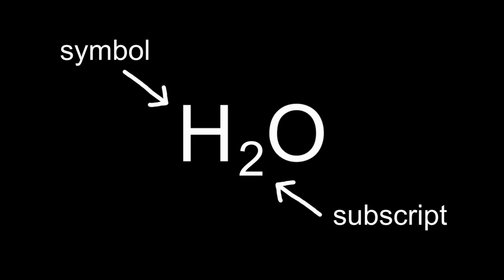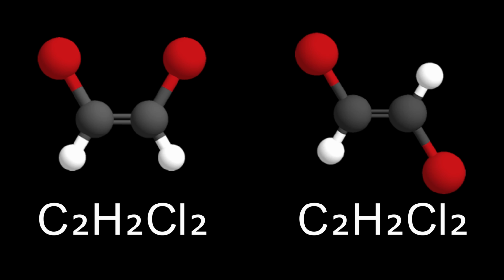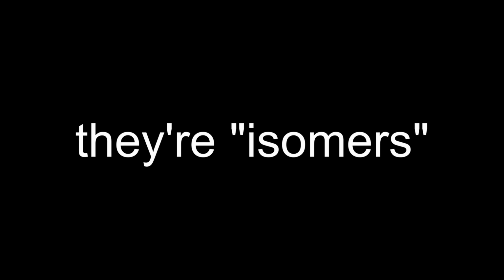There's many ways to write molecules, for example the molecular formula, where you just count the number of each atom in a molecule and write them as a subscript number next to the element symbol. But that has some problems. Look at these two molecules. They have the same molecular formula, but obviously they're not the same. They're isomers. Showing this difference is probably kind of important.